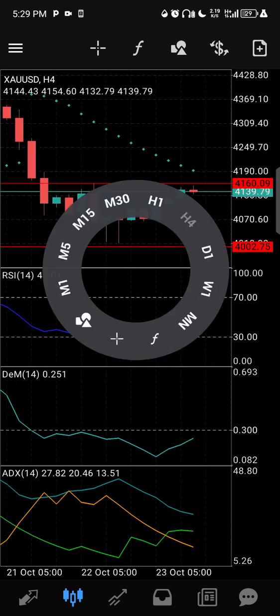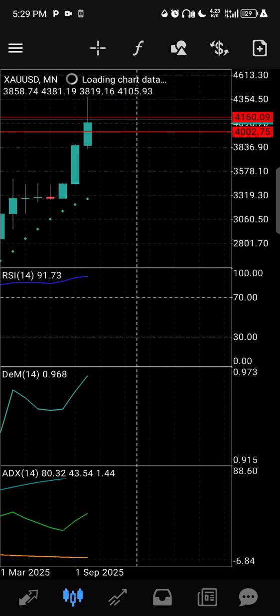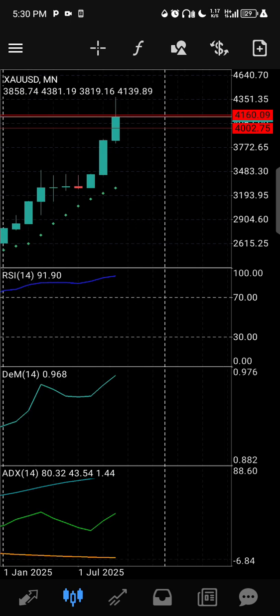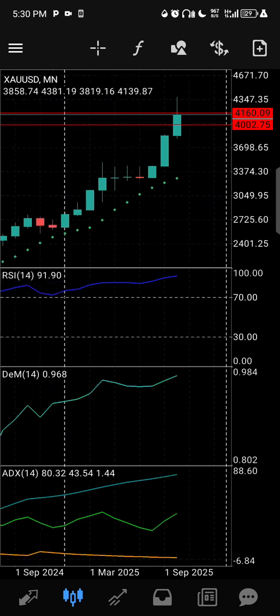Let's see what the bigger time frame, what the big boys are doing in the market. So first, this is our 1 month chart in gold versus USD. When we check, the ADX is showing 80.32, 43.54 and 1.44, to show you that this is a very strong trend, showing that bulls are in control, that it is currently in an uptrend.